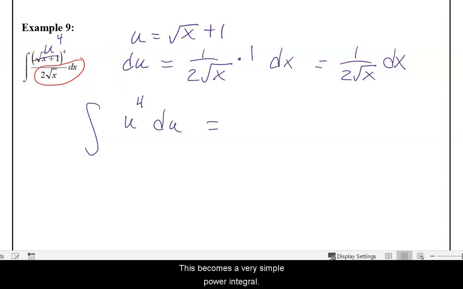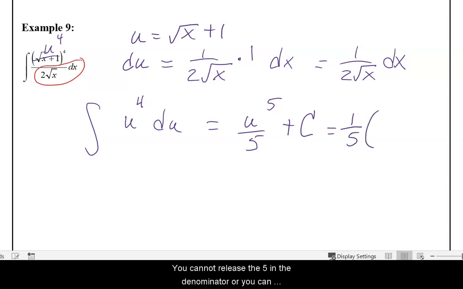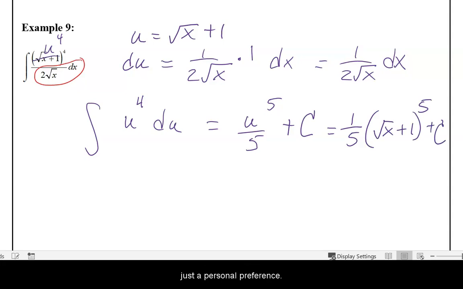This becomes a very simple power integral. You just apply the power rule for integrals and make it u to the 5th divided by 5 plus a constant. Now you have to back substitute to get out of u and back to the original variable x. Make sure that you put it in parentheses. You can either leave the 5 in the denominator, or you could pull it to the front as a constant factor of 1/5. Personally, I kind of like the constant factor of 1/5, but it's just a personal preference. That would be your final result.